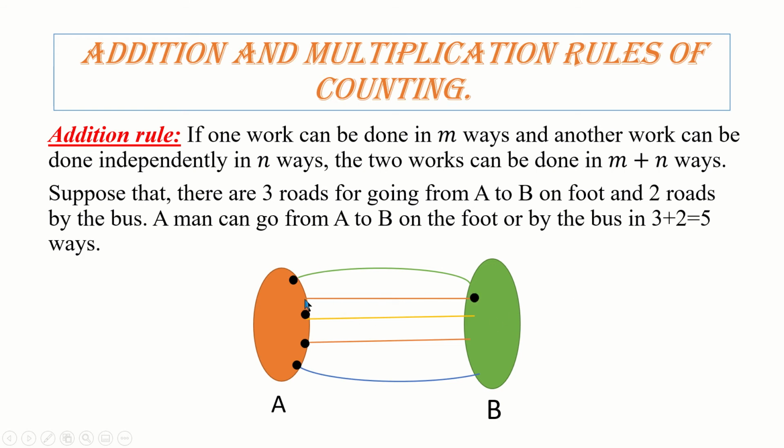That means the man can go from place A to B in this way, or this way, or this way by foot, and the man can use this way or this way by bus. Okay, that means total 5 ways. 1, 2, 3, 4, 5, total 5 ways he can go from A to B. This is the addition rule of counting.